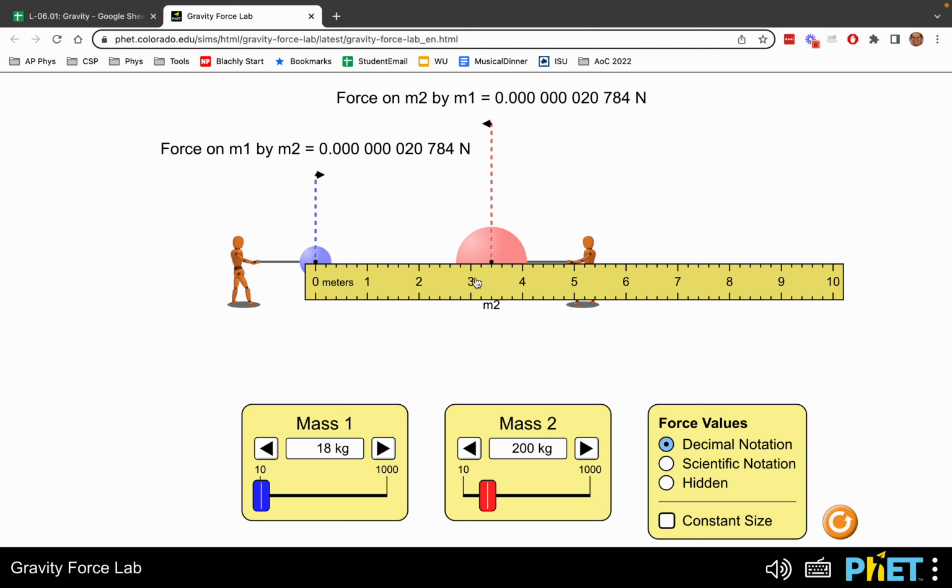Okay? All right, so once you know how to use the simulator, you can see the force that is exerted between them. The force on M2 due to M1 is extremely small, and you're going to have to type that into your spreadsheet. Now, it is a lot easier to use scientific notation than to drag along all those zeros and possibly get them wrong. So down here on the force values, you can click scientific notation, and then in your spreadsheet, you can just type 2.08 E negative 8. So that's how you would enter this force on your spreadsheet.